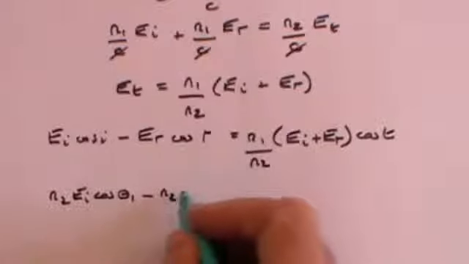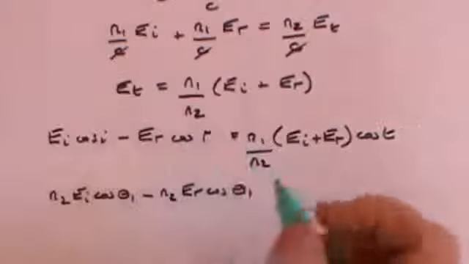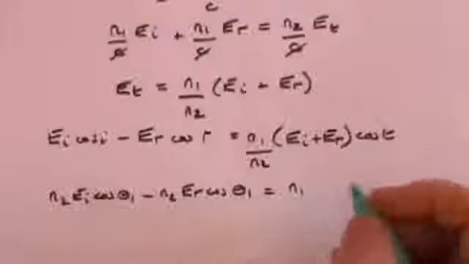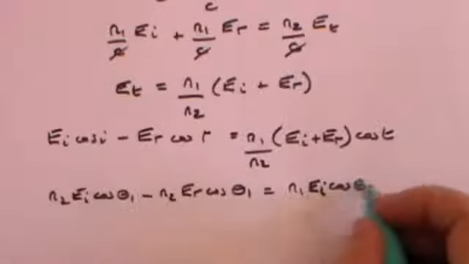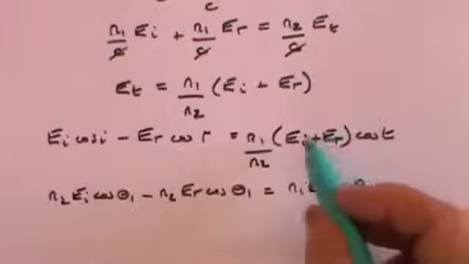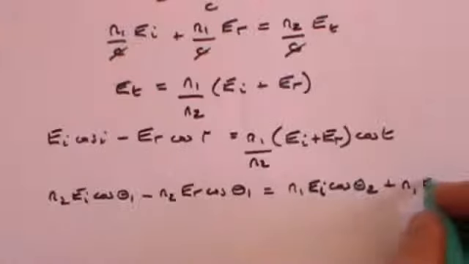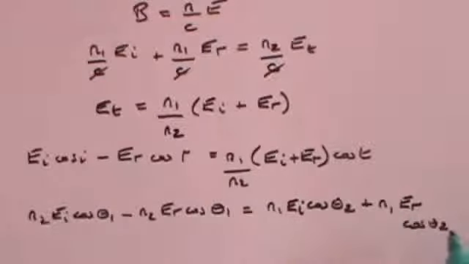minus N2 times ER times the cosine of theta 1, because incidence and reflection are the same, is equal to N1, because we've multiplied by N2, so that goes into EI cosine theta 2, because T is now theta 2, plus N1 ER. I've just panned out a very tiny amount so that we can get cosine theta 2 in here. That's cosine T becomes cosine theta 2.